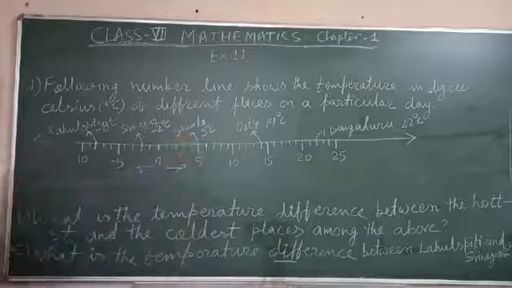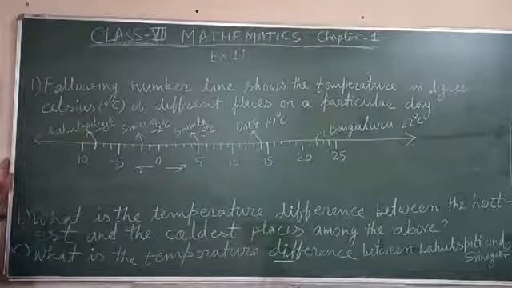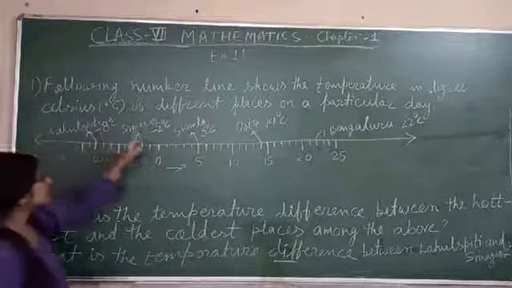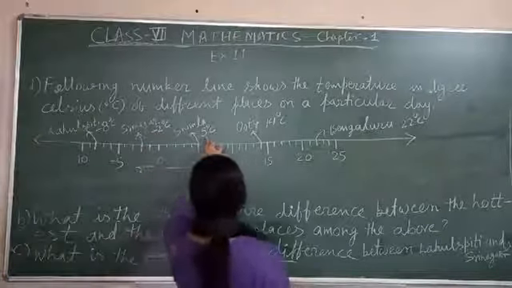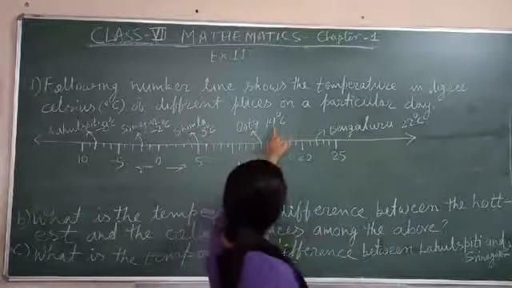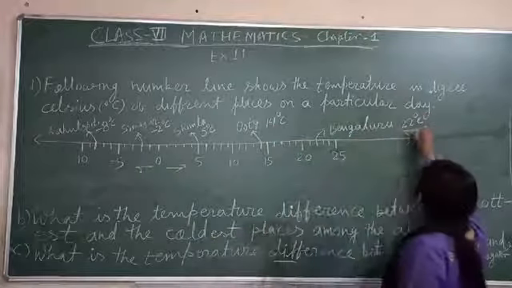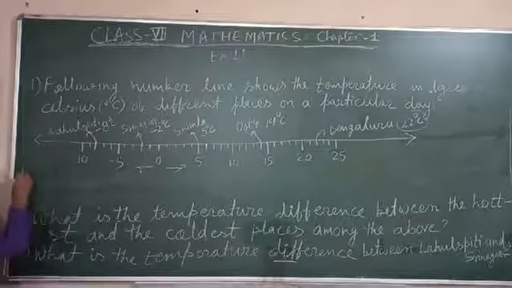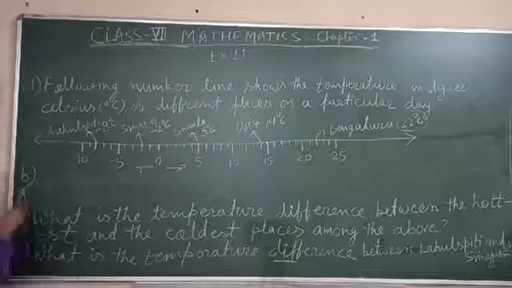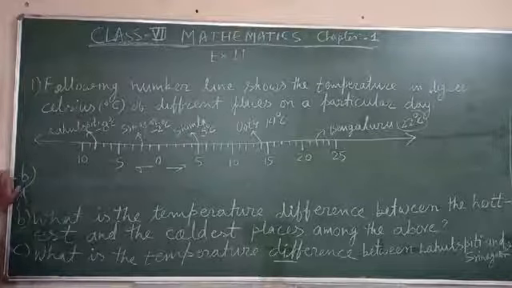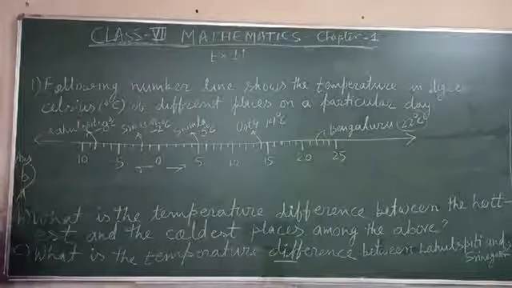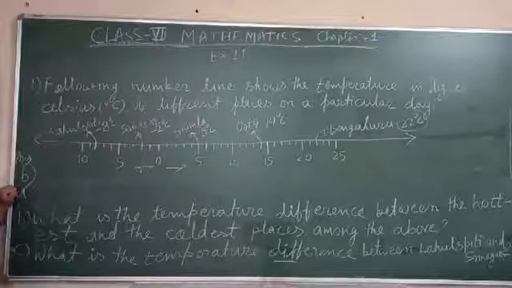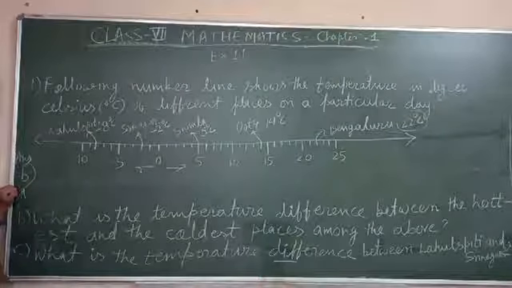In the given cities, which one is the hottest? The hottest city is, so look, the temperatures are minus 8 degrees, minus 2 degrees Celsius, 5 degrees Celsius, 14 degrees Celsius and this is 22 degrees Celsius. So question number B. How will we solve question number B? Okay, this is the answer of question number B. What is the temperature difference between the hottest? So the temperature of the hottest place.